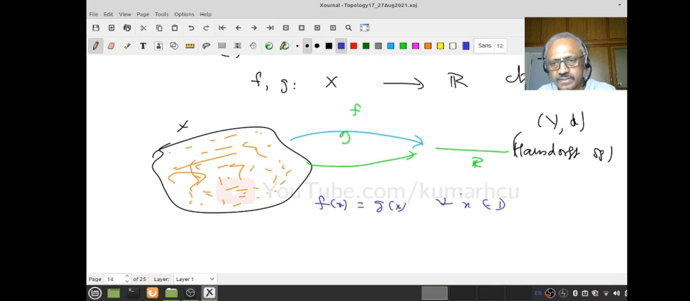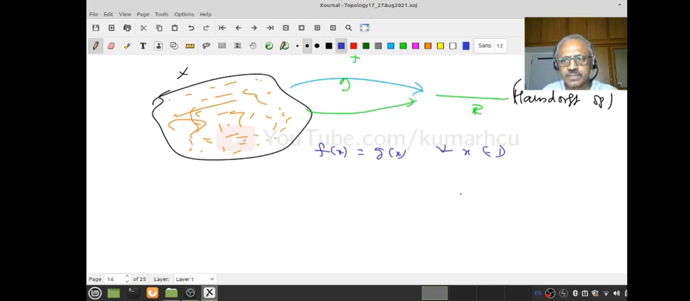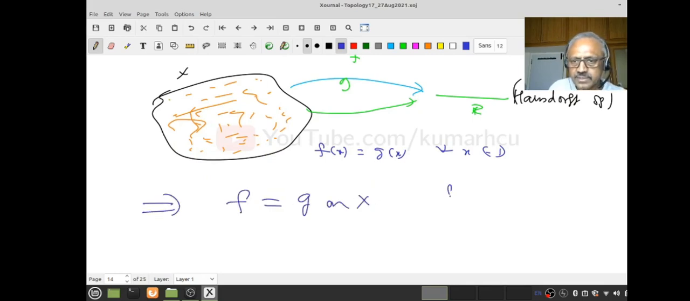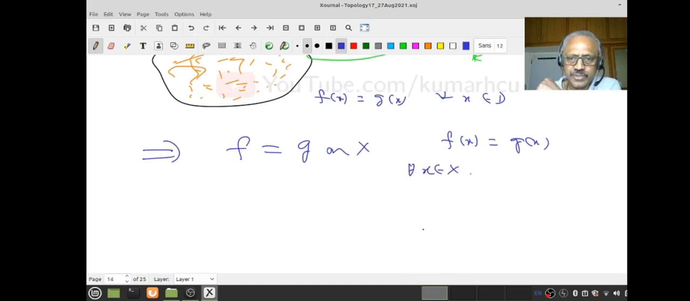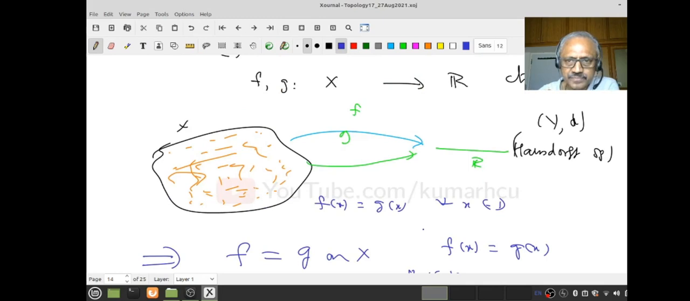You understand that? Then what do I want to conclude? I want to conclude f equal to g on X. That is, f(x) equal to g(x) for every x in capital X. As functions, they are one and the same. Now, what is the advantage of this? You must have seen its analog in real analysis. If f and g are continuous functions from R to R, or an interval in R to R, and they agree on the rational points, then the functions coincide. Its analog is what we are trying to prove here.